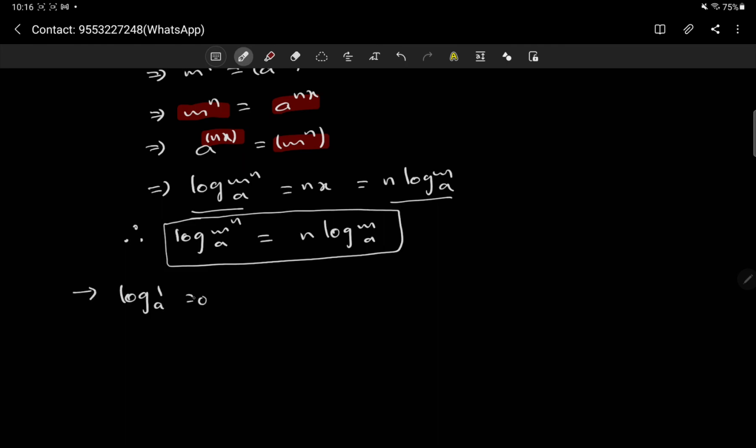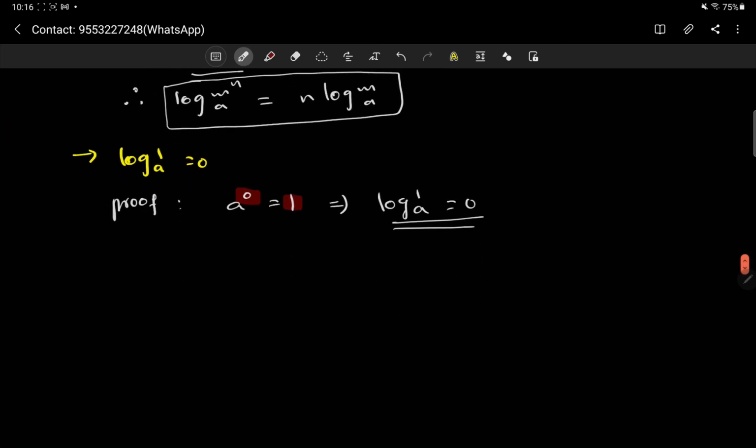Now you see here, we have some more results. Log 1 base a is equal to 0. How will we have this? That I will discuss. See proof for it. We know that anything power 0 is 1. Now taking log gives what? Taking log, these two numbers will interchange, that I already said. So log 1 base a becomes 0. So this is the proof. This explanation is enough, I think.